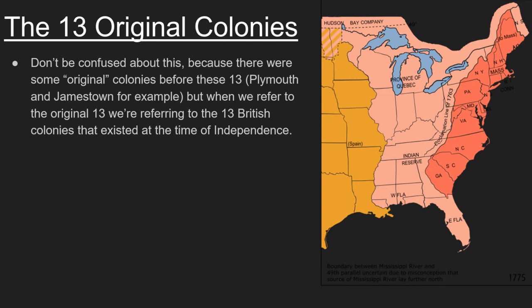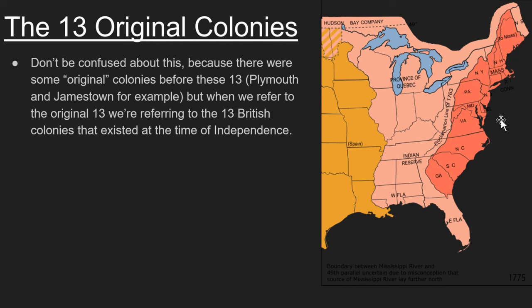So don't be confused about the original 13 colonies, because yes, there were some colonies that technically were around before the original 13, like Plymouth and Jamestown, but they meshed together with other colonies and formed what became the 13 colonies. When we're talking about the 13 original, we're talking about the 13 colonies that united together to form the original United States, that originally signed the Declaration of Independence to become their own nation and fight against Great Britain in the Revolutionary War. Look at the right side of your map here.